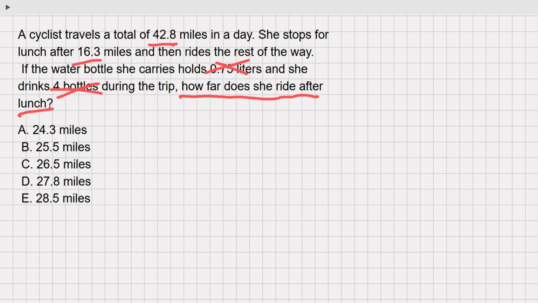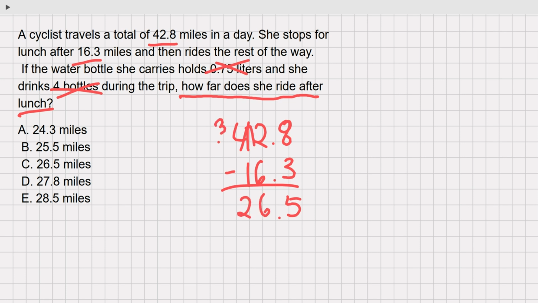So this cyclist travels 42.8 miles in a day. She stops for lunch after 16.3 miles, and rides the rest of the way. So we're looking for 42.8, and we need to figure out what was done after 16.3 miles. Now when we subtract here, we're left with 26.5. Honestly, that subtraction, I thought I could do that faster than typing it in my calculator. So that's why I did that by hand right there.